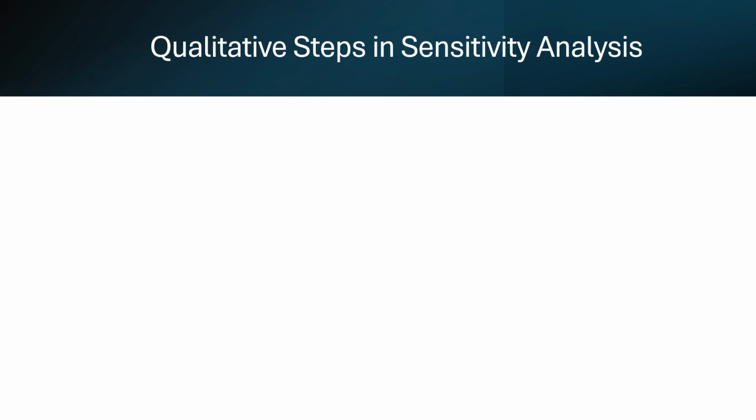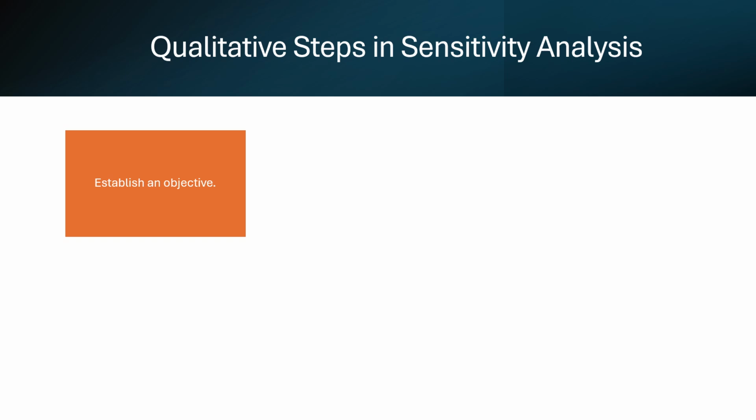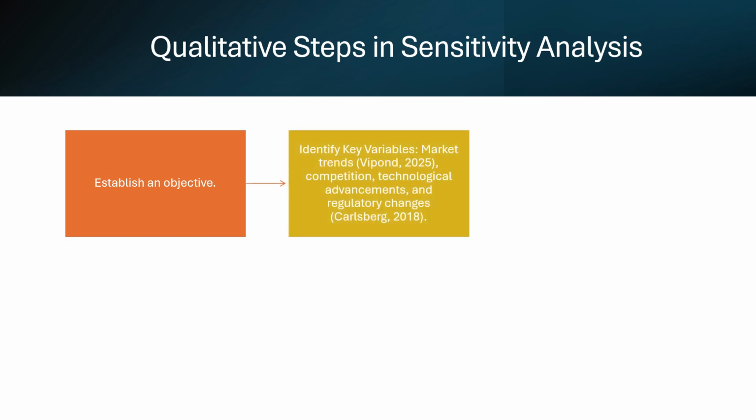Qualitative steps in a sensitivity analysis focus on the initial conceptualization and assessment of the analysis before factoring in numerical calculations. First, establish an objective for the business case and define what decision you are supporting. The next step is to identify key variables that are expected to influence the financial outcome of the proposed business activity. These variables include assumptions such as shifts in consumer behavior, competition in e-commerce, technological advancements such as the incorporation of AI technology, regulatory changes, and the introduction of carbon taxes.